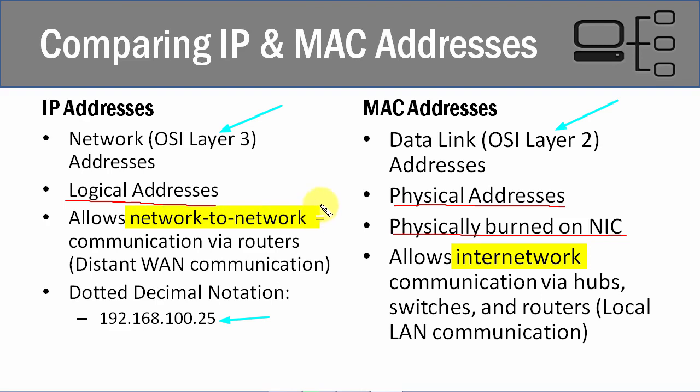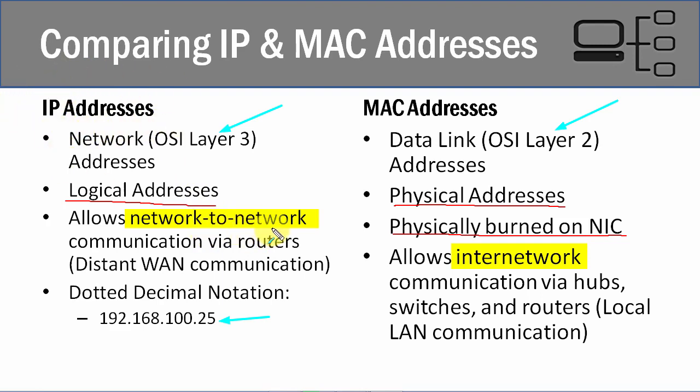So for example, let's say that you have a home network set up and you have your laptop and your desktop and your network printer. Your MAC address is what's going to be used to communicate on that home network, because that's one network and we call that an internetwork. However, when you're at home and you're trying to get onto Gmail and check your emails, or maybe you want to go to wellsfargo.com and check your bank account, that's what we consider network to network communication, and your IP addresses are the addresses that we're going to use.